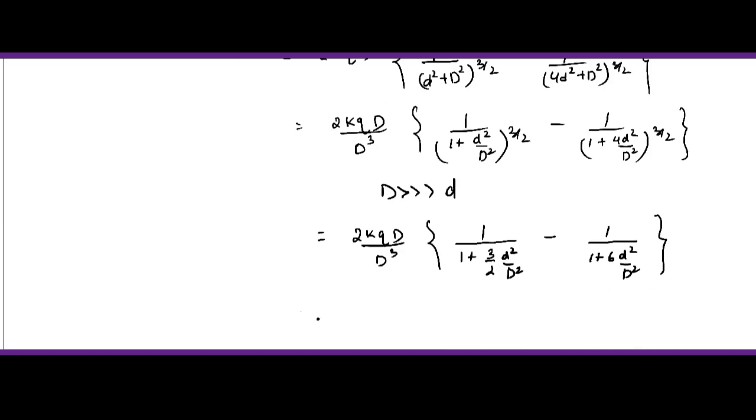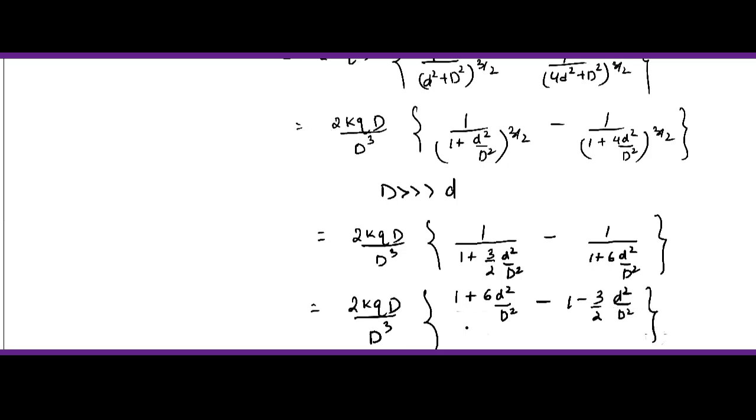Correct. Now taking LCM, what we get is 2kqD upon D cube into 1 plus 6 small d square by capital D square, minus of 1 plus 3 by 2 small d square by capital D square, divided by 1 plus 3 by 2 small d square by capital D square into 1 plus 6 into small d square by capital D square.